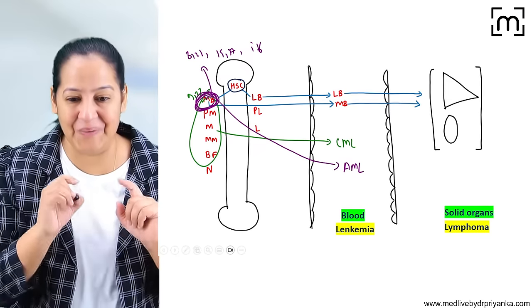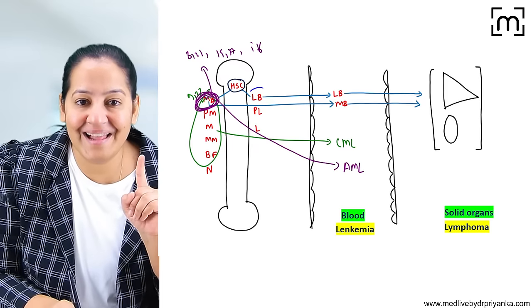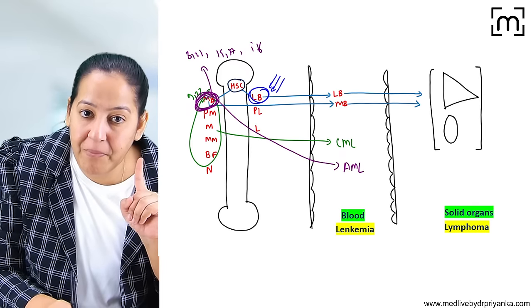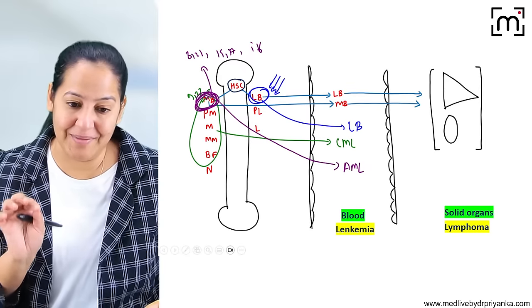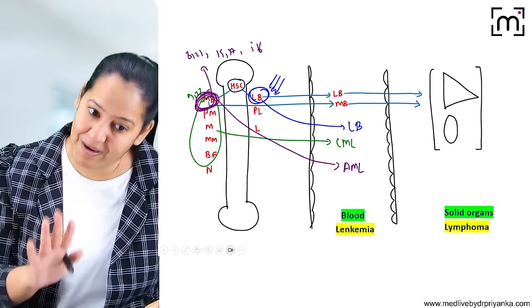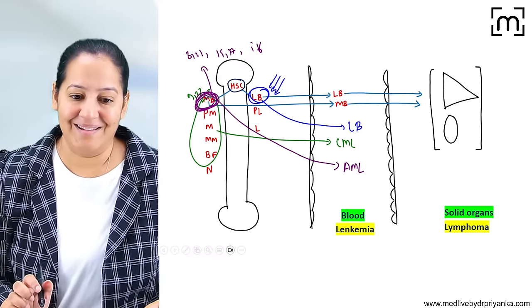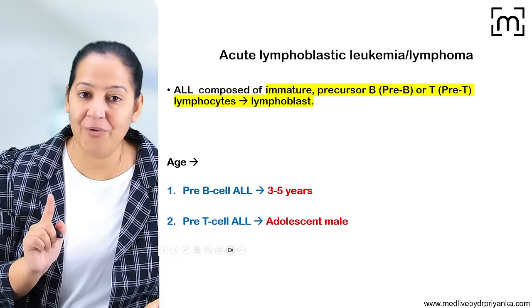Okay, now we are coming to ALL. In ALL, the mutation occurs in lymphoblast. So only lymphoblast will come in the blood, not others. So that is ALL. How many of you got it?